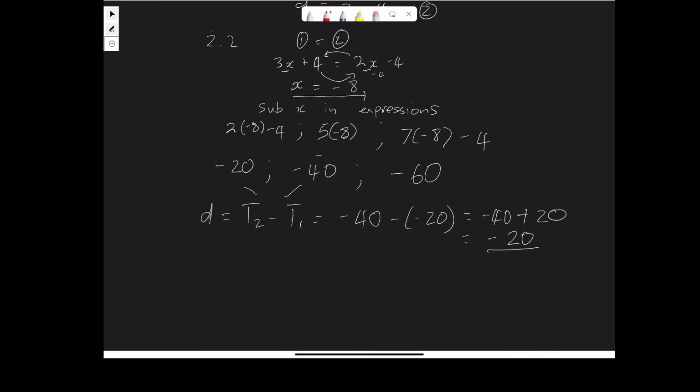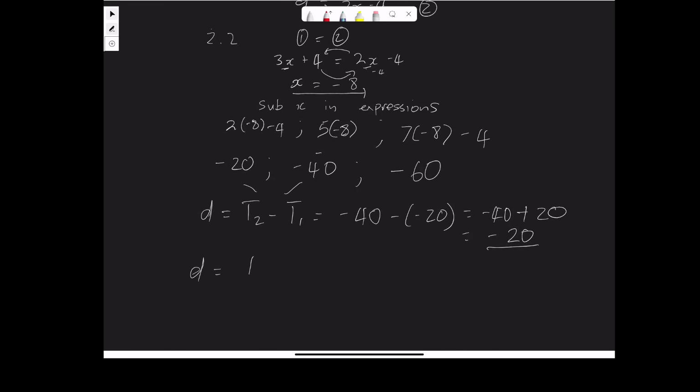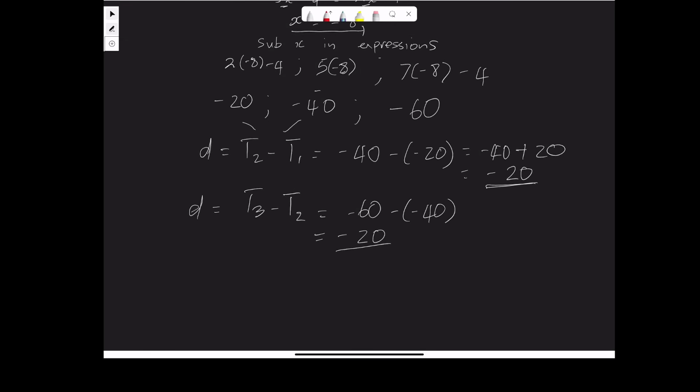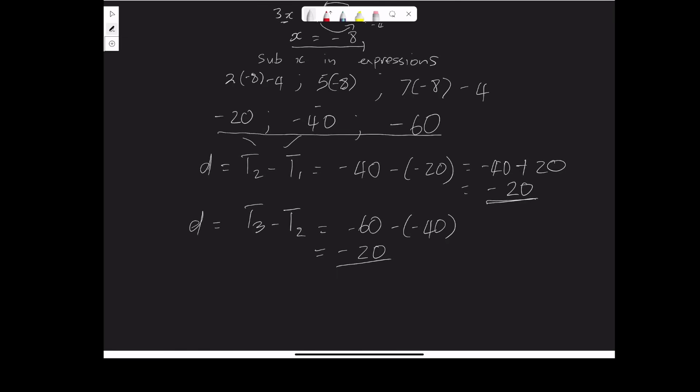Okay, let's see if that is the case. If I take, again, t3 minus t2, this would be minus 60 minus a negative 40. Okay, and you'll see that you get exactly the same thing, which is minus 20. So yes, we do have a common difference. And of course, you can work out, if you want to, the general formula. So it means that we've got the first 3 terms. There they are there. Okay, now we know what's the first term. It's minus 20, negative 20, and we know what is the common difference.